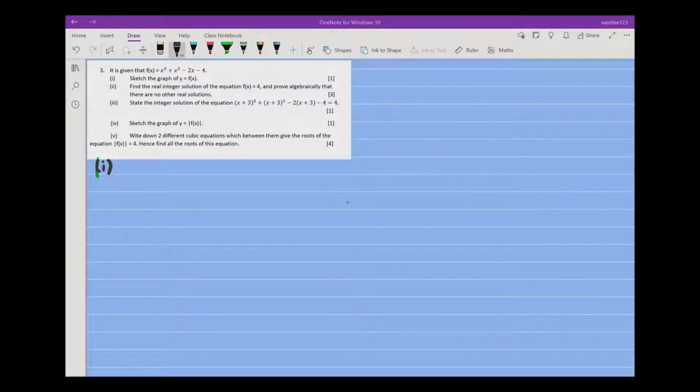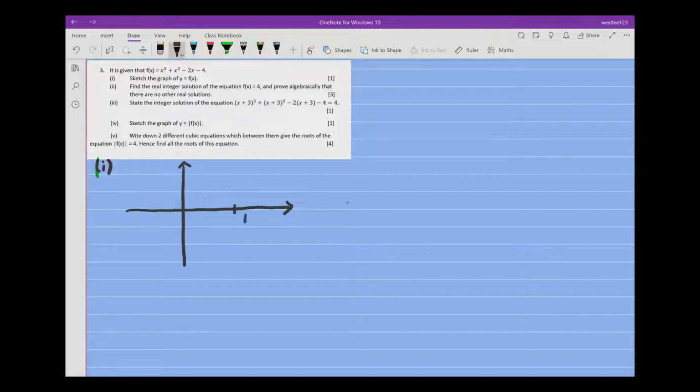Okay, hi everyone. In this video, we will be looking at the 2012 H2 Math Paper 2 Question 3, which is on functions and graphs. It is given that f(x) is x cubed plus x squared minus 2x minus 4, and we are supposed to sketch it. What you can do is key the equation into the GC and then copy the graph from there.